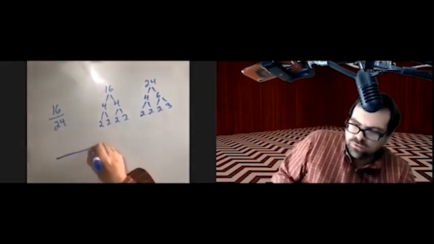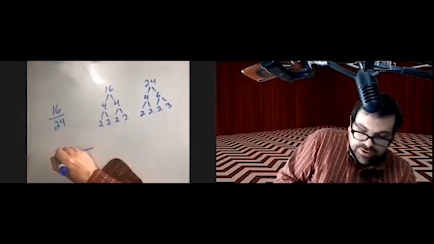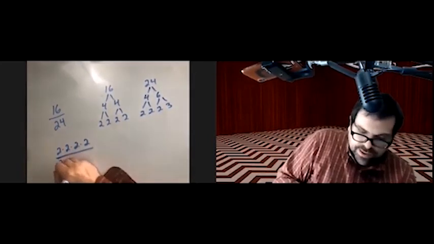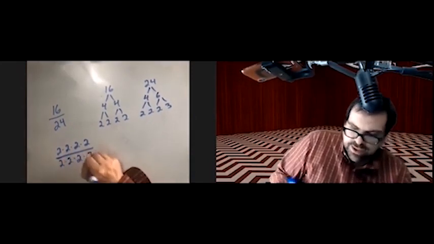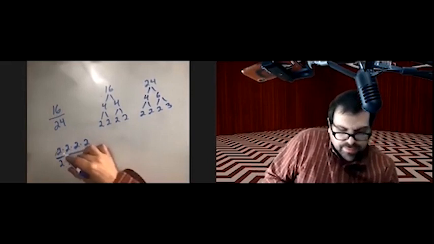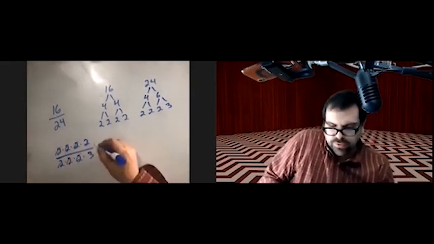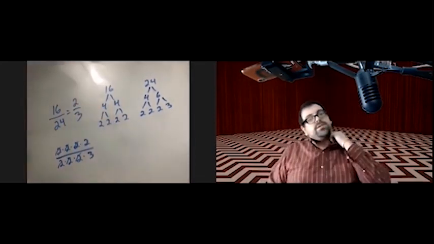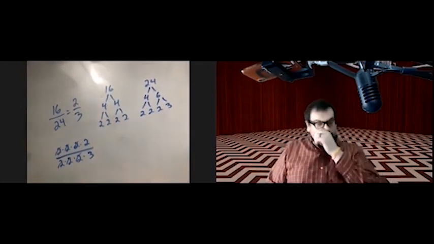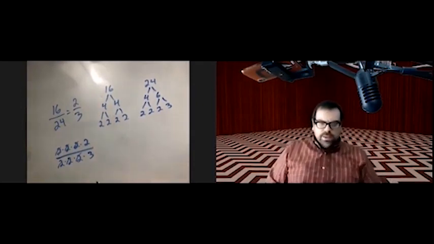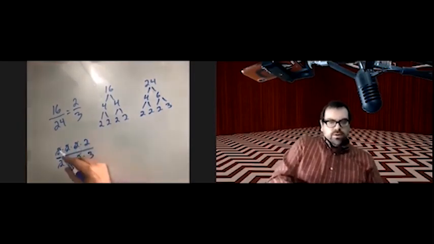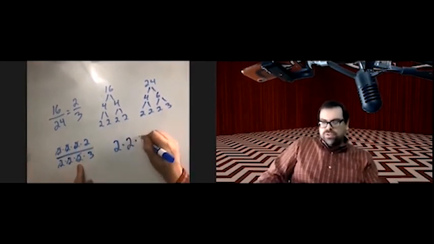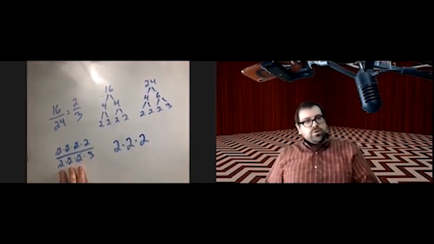So 16 over 24 can be rewritten as 2 times 2 times 2 times 2 over 2 times 2 times 2 times 3. And then we can cancel pairs of 2's, and we're left with 2 over 3. And that's one way to reduce fractions. Now, what actually canceled away here was one set of 2's, one set of 2's, and one set of 2's, for 3 sets of 2's total.